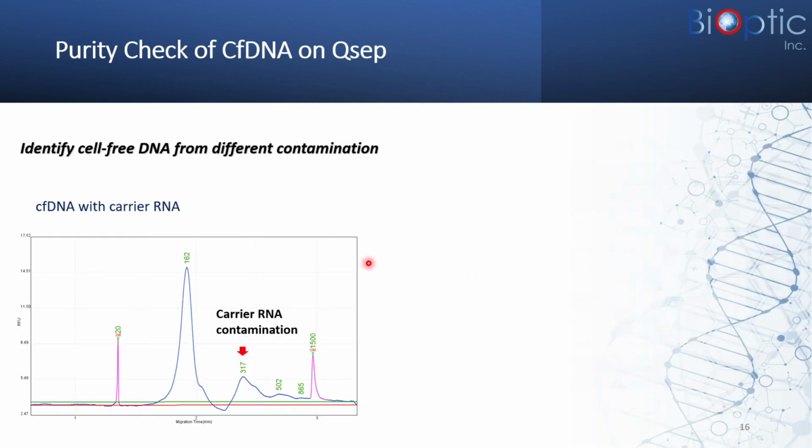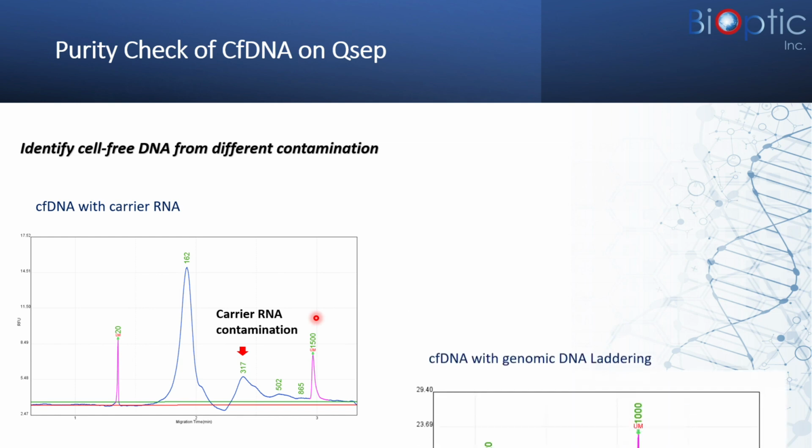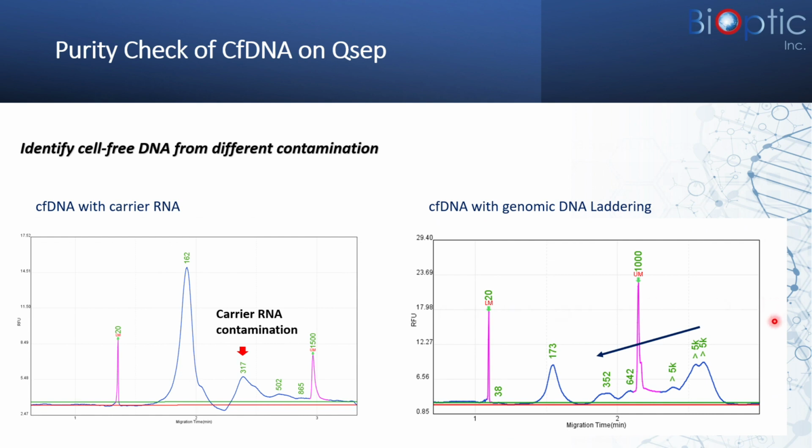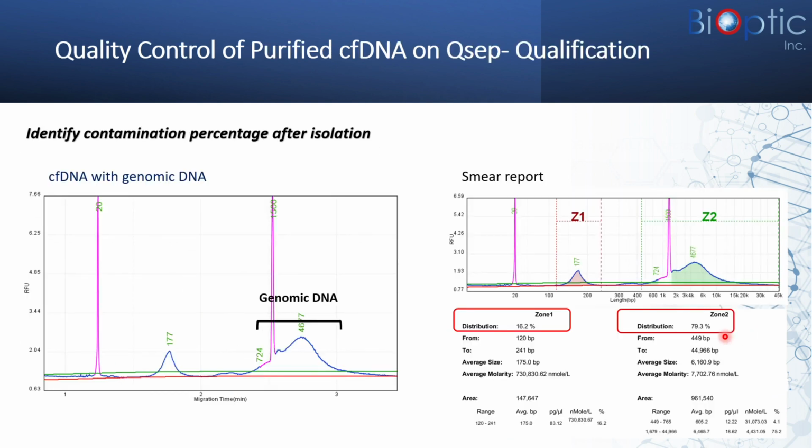Besides checking the size and distribution of cell-free DNA, QSAP can identify the purity of cell-free DNA when the samples contain other contamination, such as the carrier RNA. Sometimes, if the serum was under inappropriate preservation and the isolation procedures didn't remove the genomic DNA completely, we will see the contaminated genomic DNA display a fragmental pattern with different sizes, and we call it the gDNA ladder.